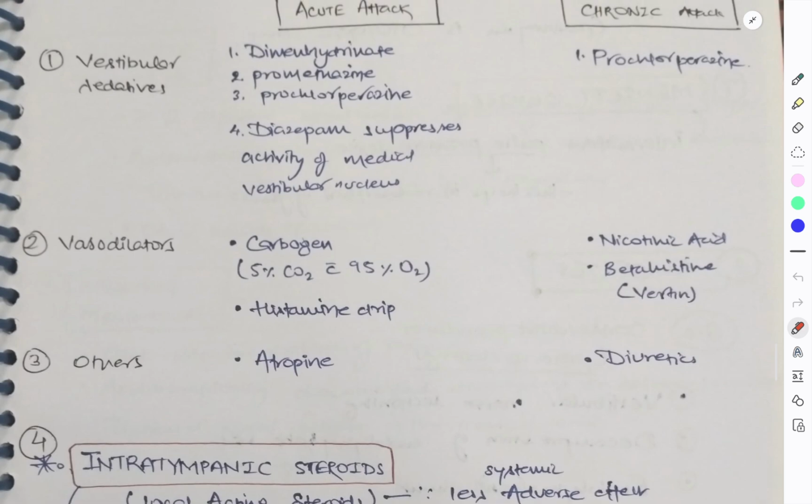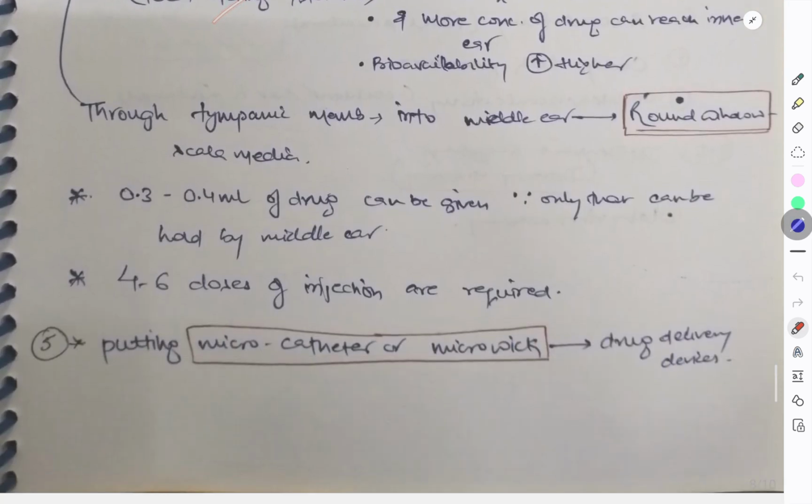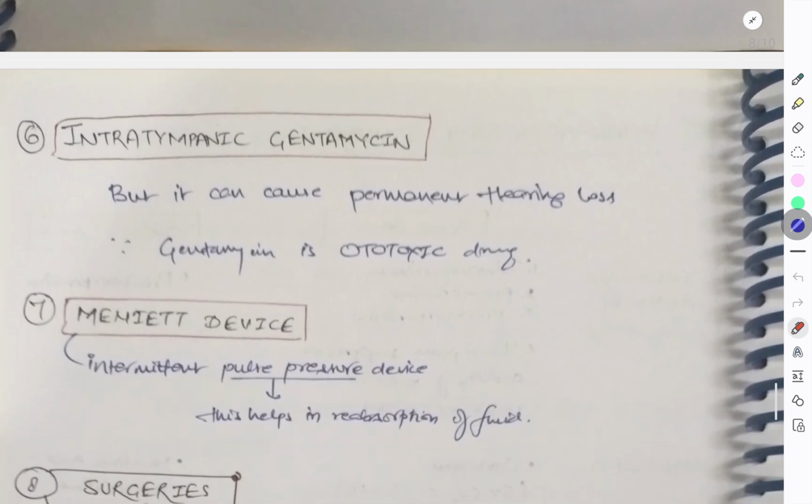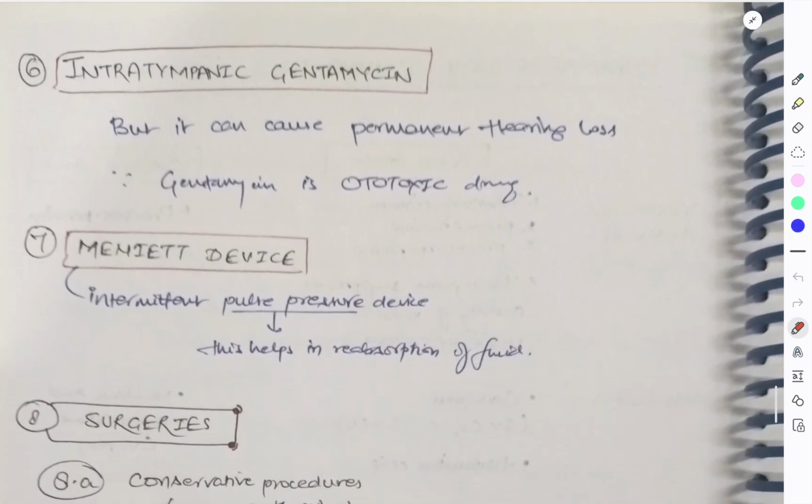So you know about these drugs: vestibular sedatives, vasodilators, atropine, diuretics, intratympanic steroids. Now you know about the microcatheter and microwick. These are the drug delivery devices. We can use intratympanic gentamicin, but this is not used regularly. Only if there are so many complications, we have to prevent the complication. But it can cause permanent hearing loss. So our concern is not hearing loss, our concern is to prevent the complications. So we use gentamicin as an ototoxic drug.